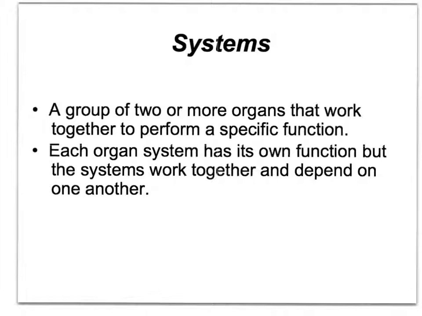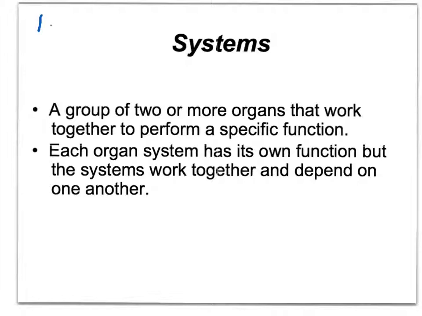Last is systems, and a system is a group of two or more organs that work together to perform a specific function. Each organ system has its own function, its own job that it does, but the different systems are going to work together, and they depend on one another to help your body survive. So there are 8 different systems we're going to learn about this unit.